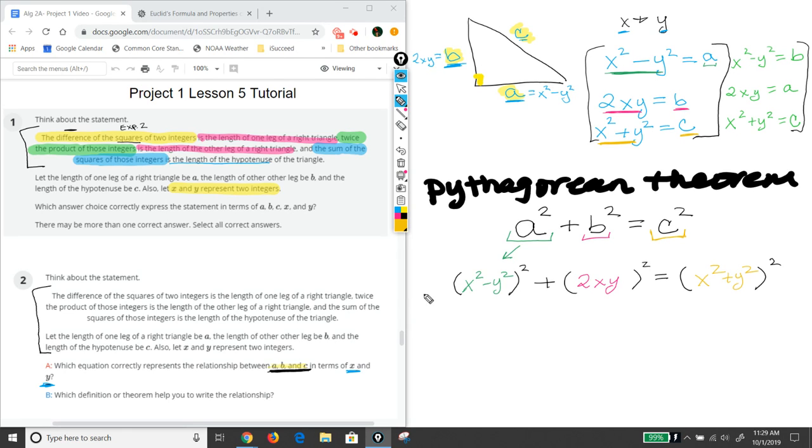Which equation represents A, B, and C? So I took an equation that represented A, B, and C, but I rewrote them so that there's only x's and y's in it. So then question number 2, which definition or theorem helped you write that relationship? Well, it was good old Pythagoras. Okay, so that is questions 1 and 2. And question number 3 builds off of the same information. So I'm not going to delete everything, but I'll just meet you back down in question 3.